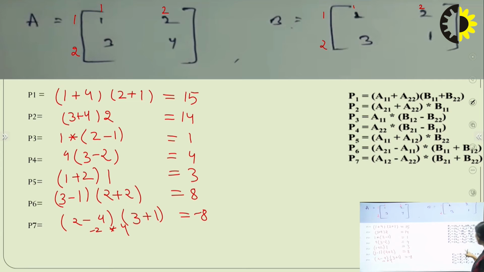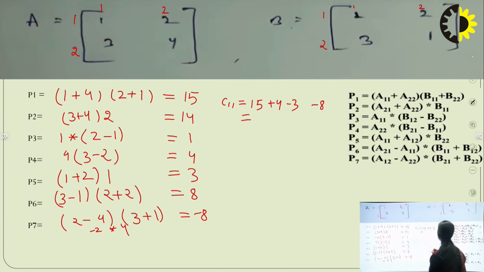After that, we put these values into the particular index. So what is the value of C11? C11 is P1 plus P4 minus P5 plus P7. What is the value of P1? P1 is 15, then plus P4, which is 4, then minus P5, which is 3, and then plus P7, which is minus 8.